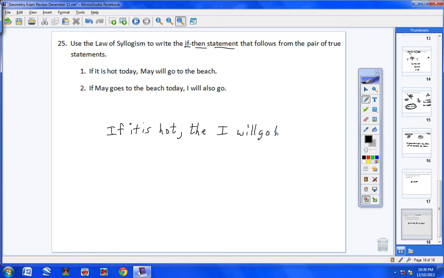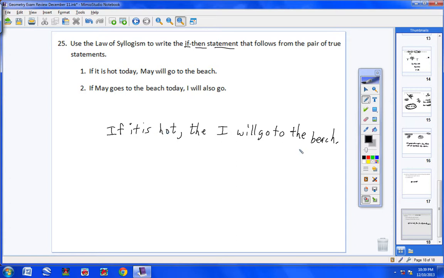Now, if you're a little confused, let me help you after I'm done writing this. Okay, now watch carefully. Look, if it is hot, what will happen? May will go to the beach. And what will happen if May goes to the beach? I will go also. It's kind of like a domino effect. This happens, then this happens, then this happens. So, if it is hot, May is going to go to the beach. I know that for sure. And if May goes to the beach, I know I'm going to go. So, if it is hot, then I will go to the beach.